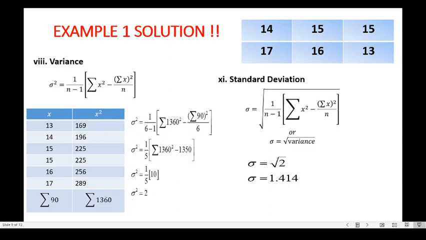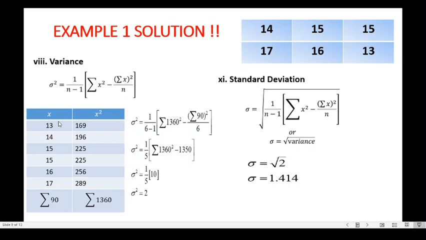That's it. After you calculate the variance, it's easy to identify your standard deviation, because standard deviation is just the square root of your variance. So there are two ways. You can put the variance formula in the standard deviation formula and then take the square root. But the easy way is, after you calculate the variance, just put it here, and you straight away get the answer 1.414. So that is the final answer for the standard deviation.